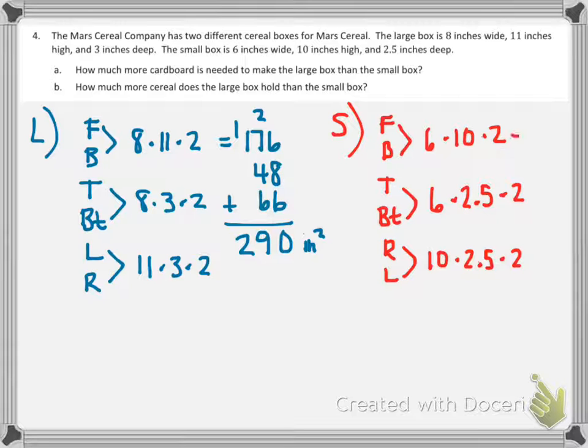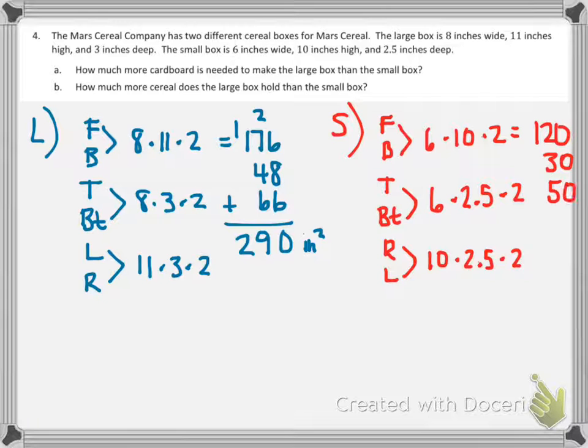So 6 times 10 is 60, times 2 is 120. And then we have 6 times 2 is 12, and then 12 times 2.5 is 30. That's the top and the bottom. And 10 times 2 is 20, so 20 times 2.5 is 50.